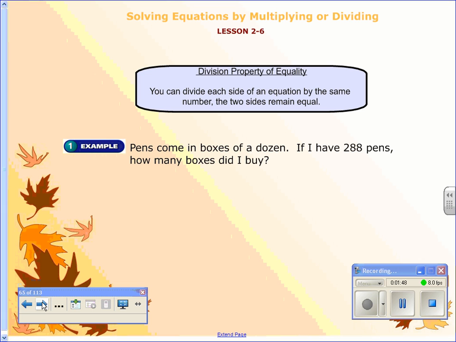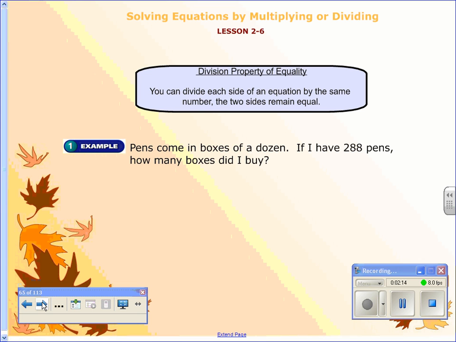Now, we're going to get right into the division property of equality tonight. Basically, it's going to look familiar to last night's lesson. You can divide each side of an equation by the same number, and those two sides remain equal. I keep bringing up that idea of the scale. If you do something to one side, you have to do it to the other. If you don't, it's going to be unbalanced and somebody's going to fall off, if you think of it as a seesaw.